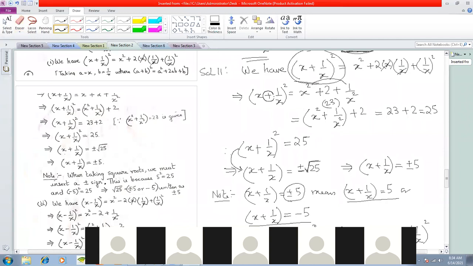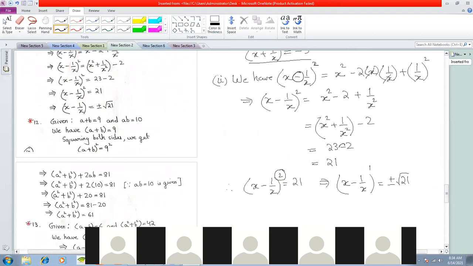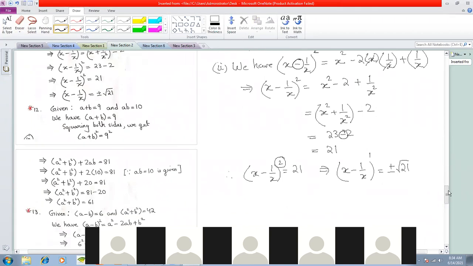This is x plus 1 by x whole square, right? We are finding out x plus 1 by x whole square. That is why this sign here is plus. When we are finding x minus 1 by x, then the sign here is minus. Okay. So next question is number 12.